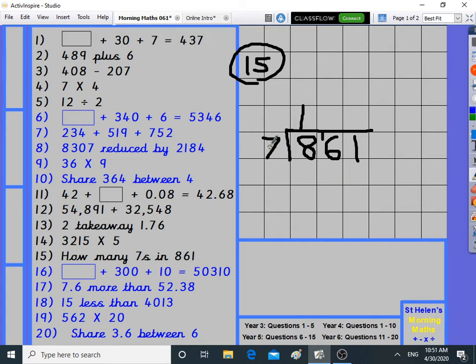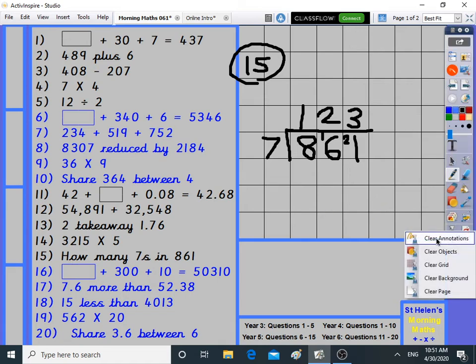Remainder 1. How many 7s fit into 16? 7, 14, 2. Can fit 2 in, but as I only sang up to 14, 15, 16, there's remainder 2. How many 7s in 21? 7, 14, 21 is 3. 123 is our answer to number 15. Time to move on to question 16.